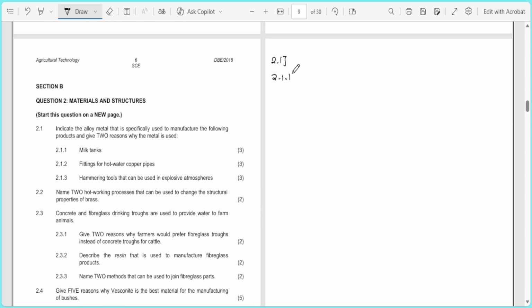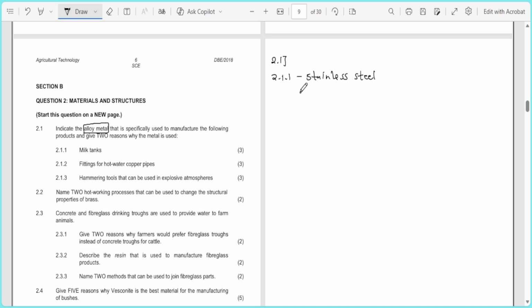2.1.1.1, they want us to indicate the alloy metal, not just any metal, an alloy metal that is specifically used to manufacture the following products, and give 2 reasons why the material is used. Now, for the first question, what material is used for making milk tanks? Okay, so for milk tanks, it's going to be stainless steel. Stainless steel is used.